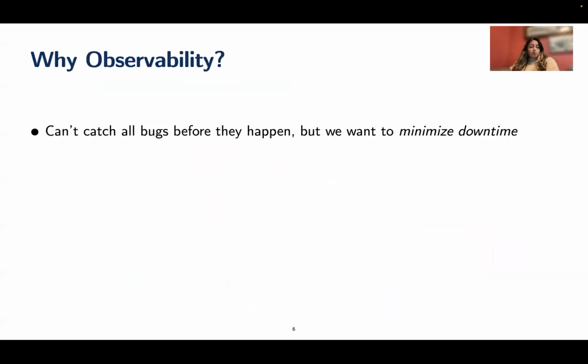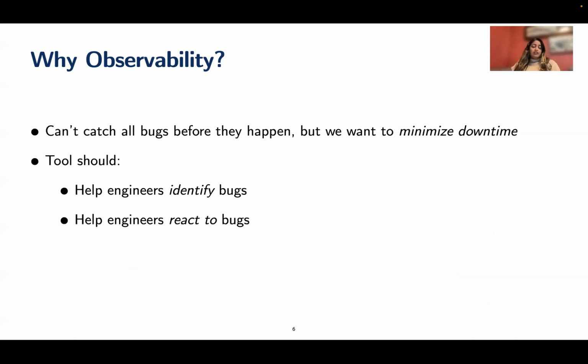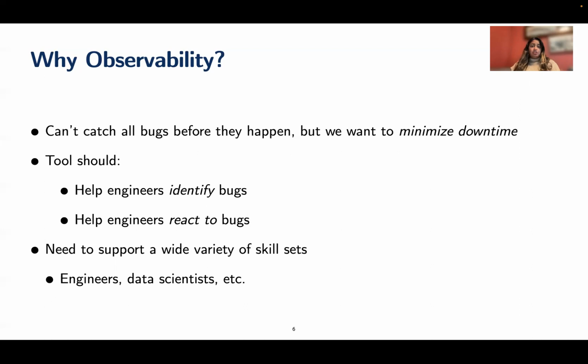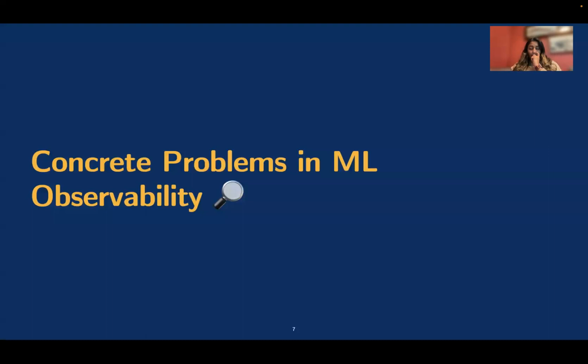Why observability? Well, it's kind of impractical to assume that we'll catch every single bug before they happen, but ideally we'd like to minimize downtime for a system when we do find a bug, which means that an ideal observability tool should, one, help engineers identify bugs, and two, help engineers react to the bugs. Something that makes ML observability more challenging than software observability is that we need to support a wider variety of skill sets. So for example, data scientists, engineers, data engineers, product managers, et cetera, need to be able to use the tool. I'll talk a little bit about three big problems in ML observability.